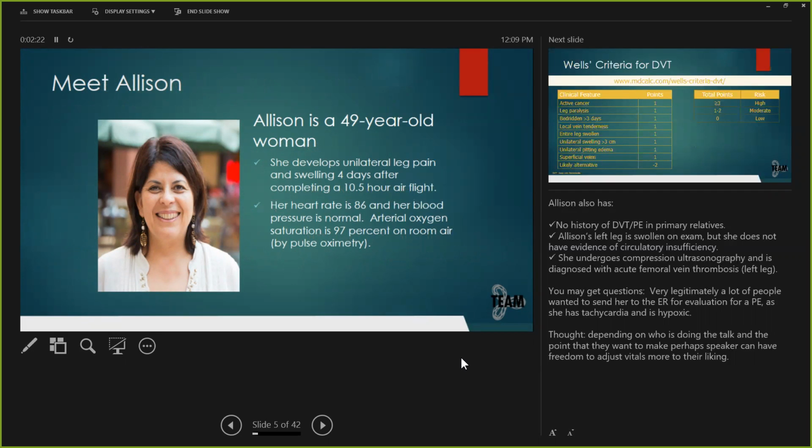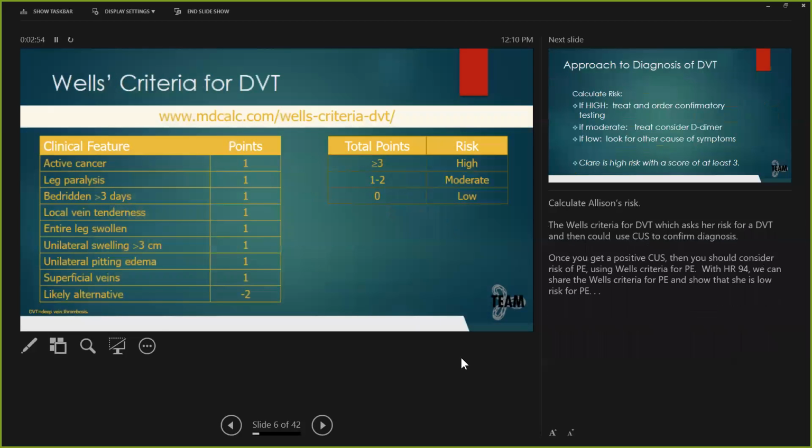So she comes in, her heart rate is 86 and her blood pressure is normal. We always check arterial oxygen saturation when patients present with leg pain, to make sure they don't have any clots in the lungs. We check for tachycardia, low blood pressure, or low oxygen saturation. That triggers us to do more than just an ultrasound or a D-dimer. So this is how she presents, and our first question is, does she have a blood clot?